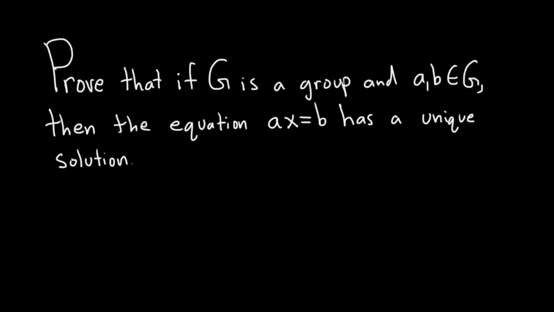Prove that if G is a group and A and B are elements in G, then the equation AX equals B has a unique solution. So let's go ahead and go through the proof.